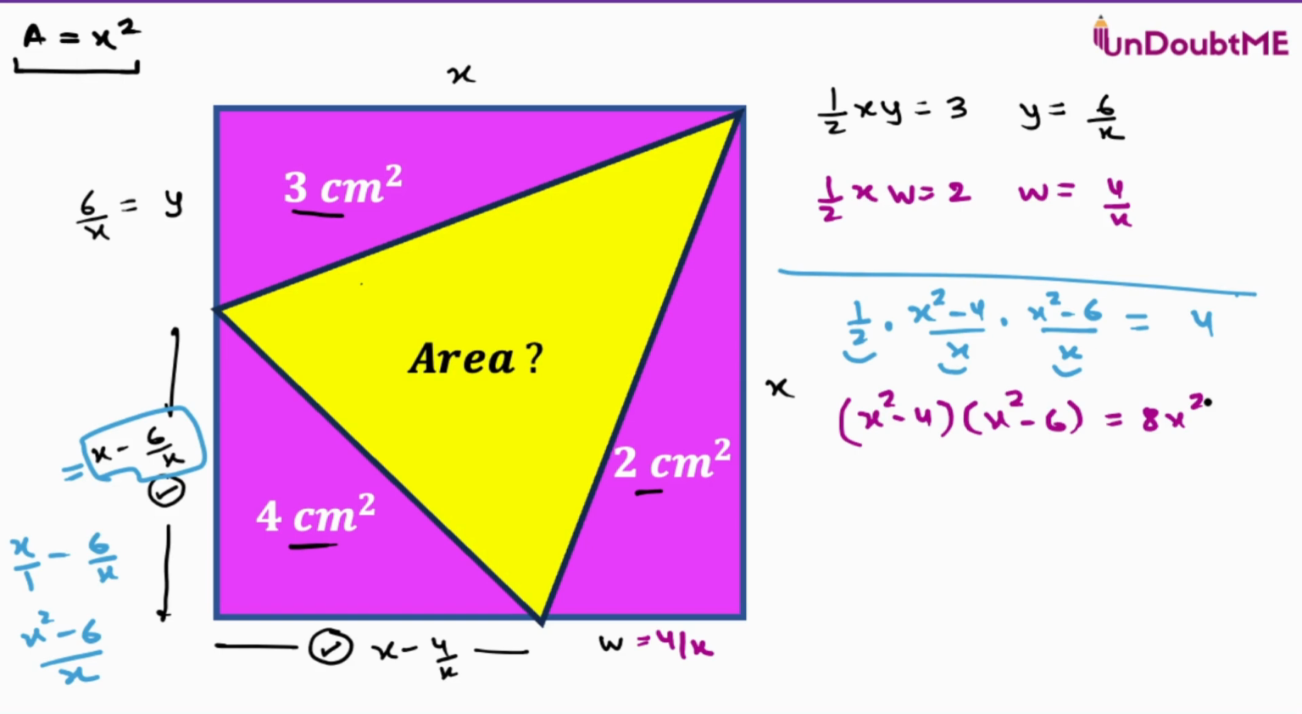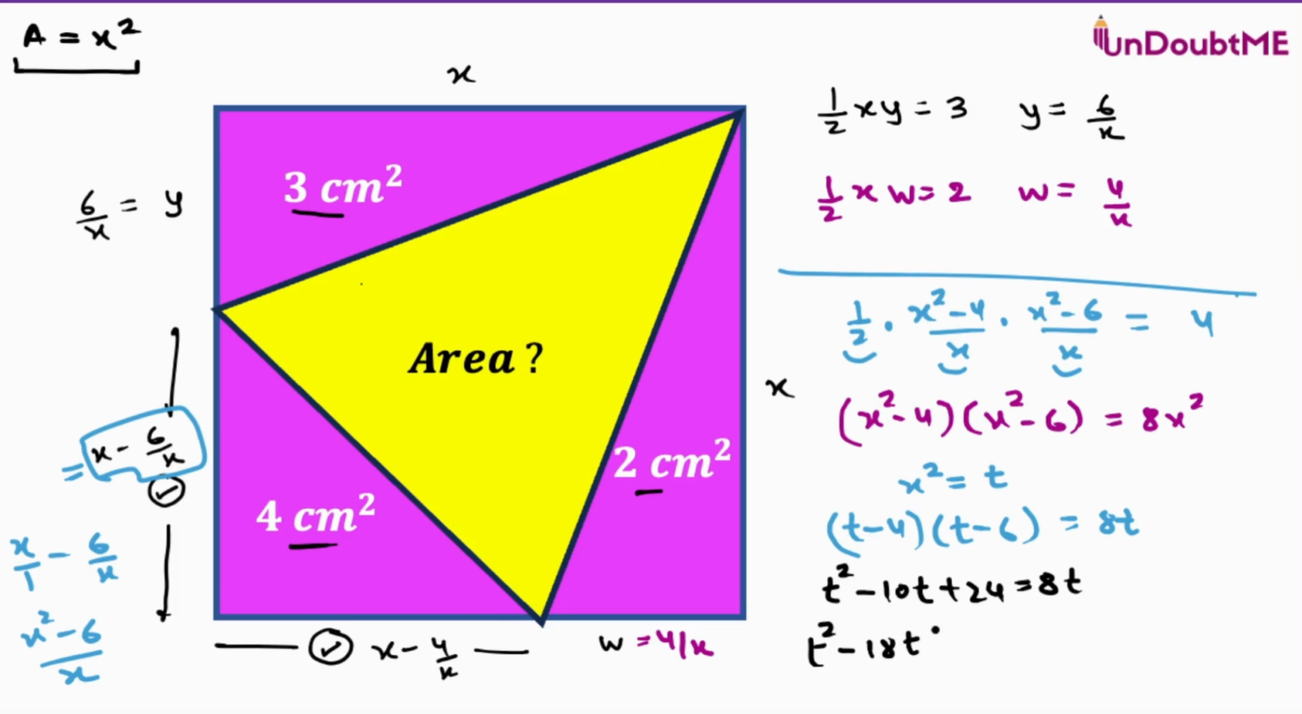Now as I was telling, we need to find x squared, and this will become a biquadratic which will be difficult to solve. So for the time being I'll assume x squared as t. So now my equation is t minus 4 times t minus 6 is equal to 8t. That is quite easy to deal with. I'll expand and I'll get t square minus 6t minus 4t plus 24 is equal to 8t. That will give me t square minus 18t plus 24 is equal to 0. You can use the formula method or you can even use a calculator to get the t value.